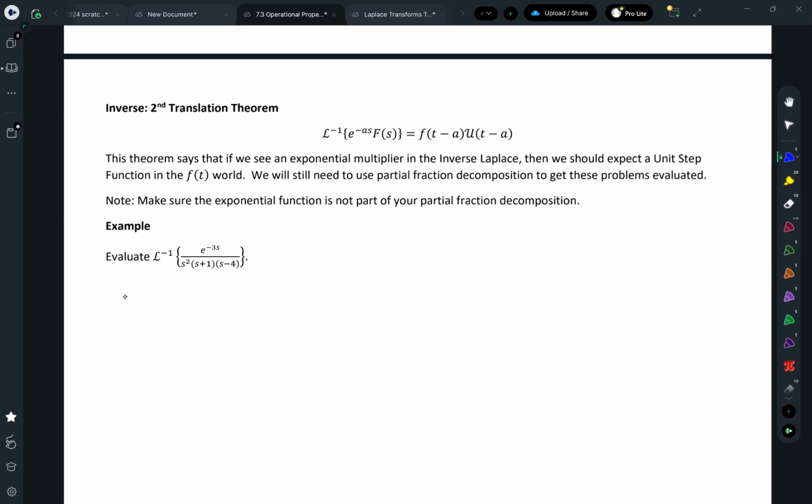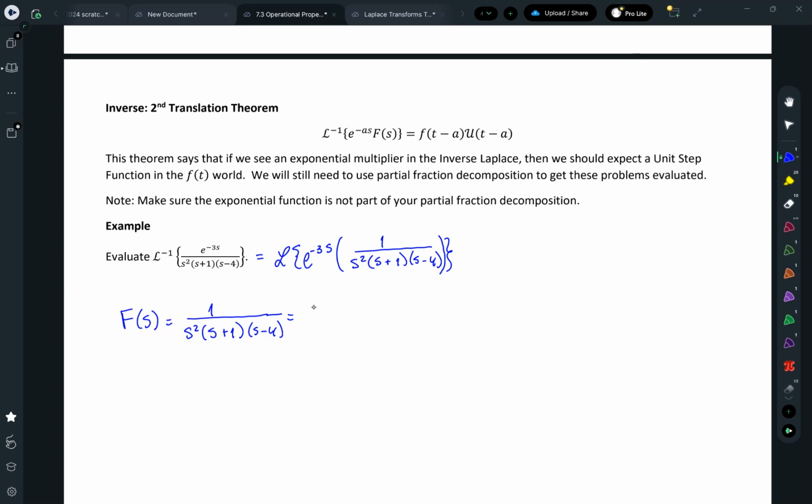We're going to deal with some of these separately. So I'll rewrite this as the Laplace inverse of e to the minus 3s times 1 over s squared times s plus 1 times s minus 4. That way my eyes are focusing on the fraction without the exponential function. So big F of s is equal to 1 over s squared times s plus 1 times s minus 4.